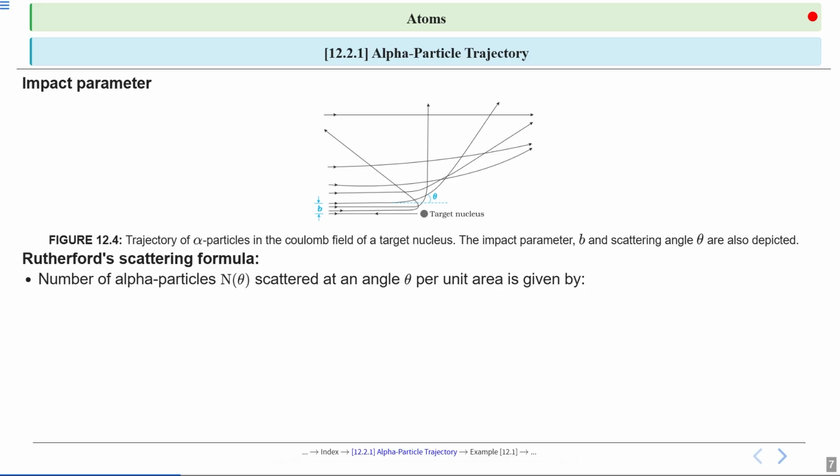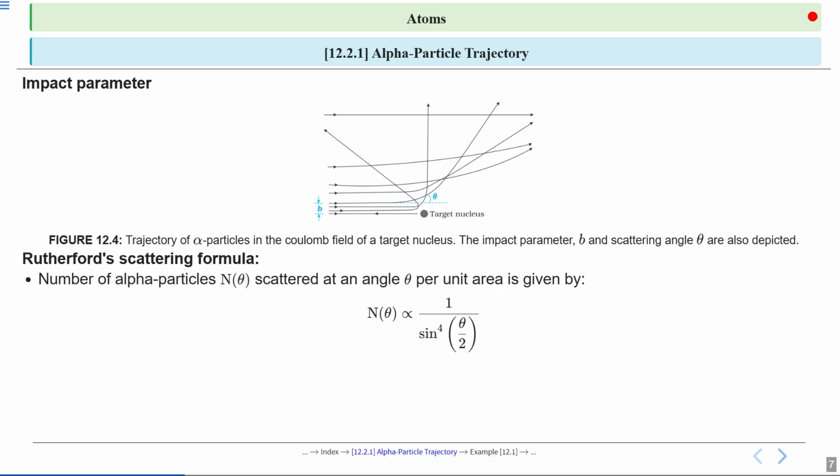We will see how this relationship works in this next step. The formula tells us N(theta) is proportional to 1 divided by sine to the power 4 of theta by 2. So this is the formula for the number of alpha particles scattered at an angle theta, that is N(theta). This means as the scattering angle increases, the number of particles detected at that angle drops off very quickly because sine is raised to power 4.